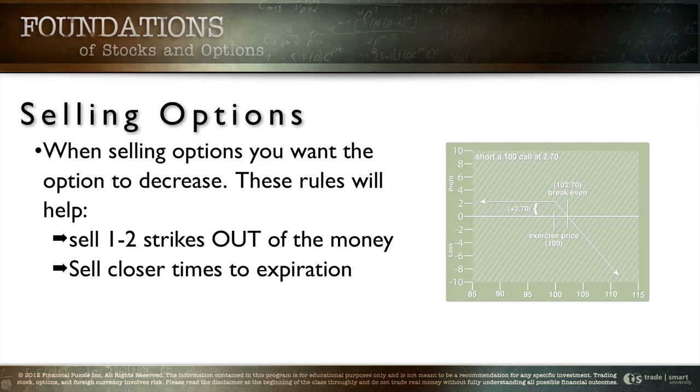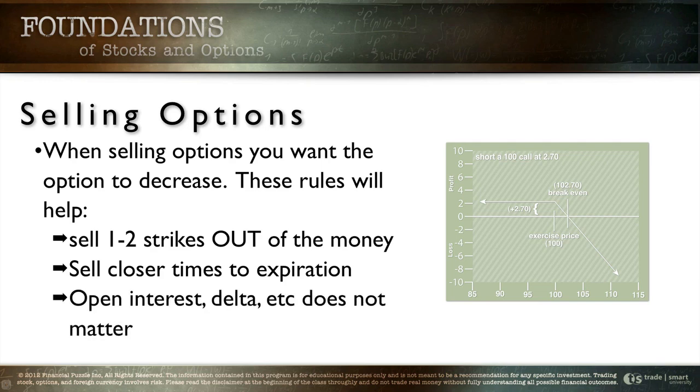to expiration. If you're only in the trade for a week, then it's a lot more likely that it's going to end at the same price and you'll end up making all of the premium that you sold. So sell closer to expiration. If you sell out several months, it's going to be a lot harder to realize all that profit. Okay? Open interest, delta, and all those things do not matter as much when you're selling options. Selling is not as big a deal. When you're buying, delta is important. Open interest is important. When you're selling, not such a big deal.